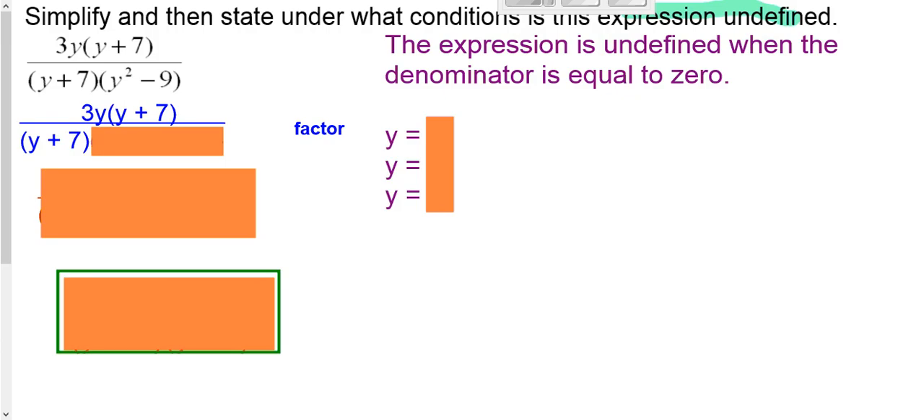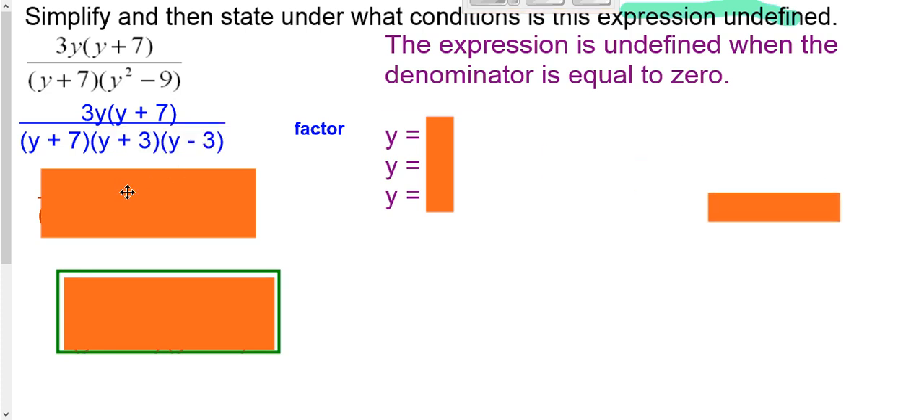So let's look at this rational expression. We want to know where this expression is undefined. Where it's going to be undefined is where the denominator is going to be 0. So we need to factor the whole denominator. The first x plus 7, that's factored. Then we have y squared minus 9. That's a difference of squares.